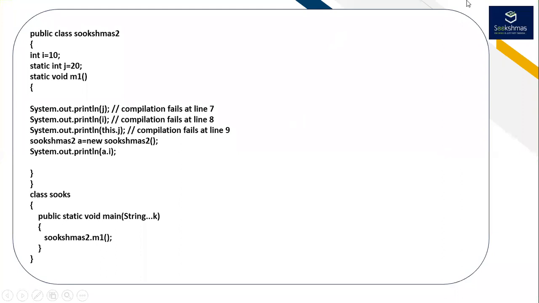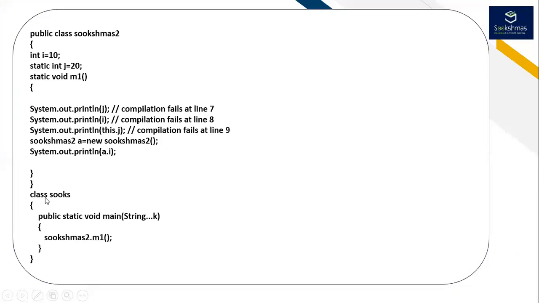This is the second question. Public class Sukshmas2. Here we have an instance variable int i equal to 10 and a static variable static int j equal to 20, and this is the static method static void m1. Here I'm trying to access the instance variable and the static variable. With the help of the this keyword, I'm accessing the static variable, and I have created an object for the class Sukshmas2, a equal to new Sukshmas2. With the help of the reference, I'm accessing the instance variable of the class.